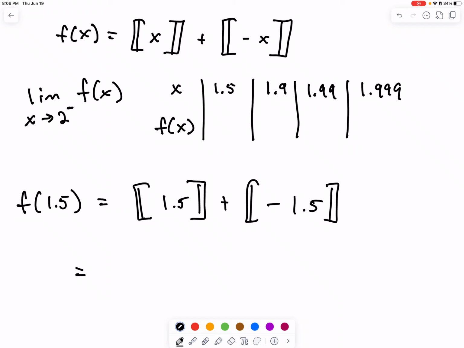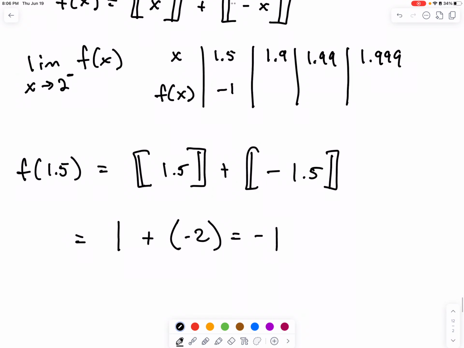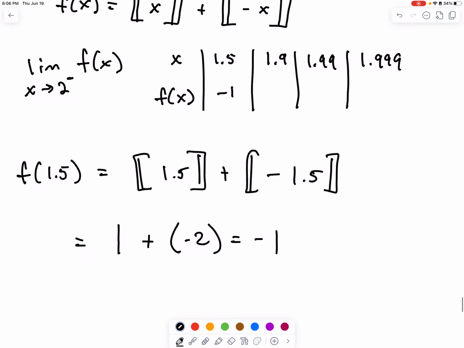That first term, 1.5 is what? Between 1 and 2. So the integer to the left, that's going to be a 1. Okay? Negative 1.5 is what? Between negative 2 and negative 1. The integer to the left is going to be negative 2. So 1 plus negative 2, that's going to add up to negative 1, right? So this output here should be negative 1. It's probably going to oscillate between, I'm imagining, negative 1 and 0, but let's keep going, all right?